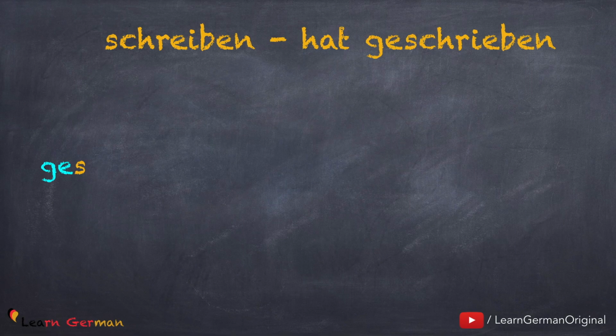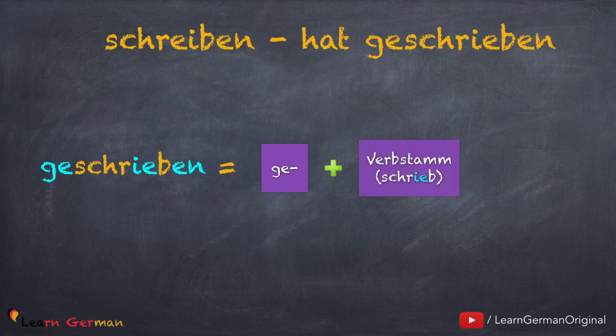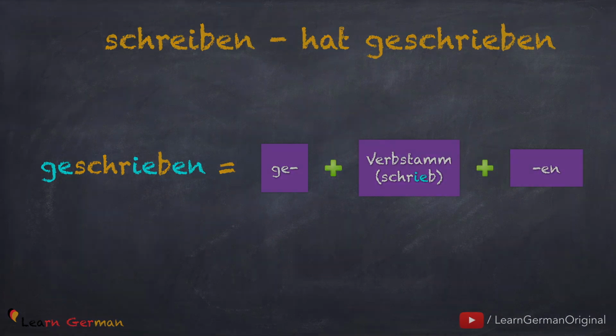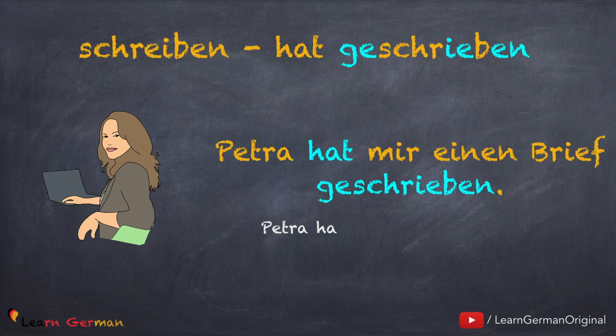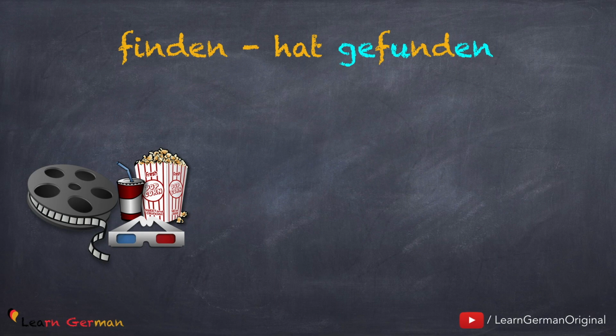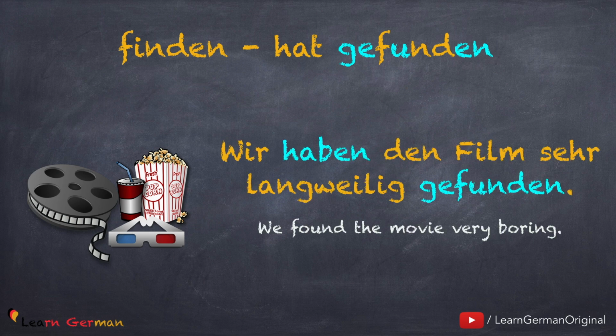And here's the first example. Schreiben, hat geschrieben. In this case, the Partizip II of schreiben has a ge plus Verbstamm schrieb. At the end, you have en. And now the example. Petra hat mir einen Brief geschrieben. Here's another irregular verb. Finden, hat gefunden. Wir haben den Film sehr langweilig gefunden.